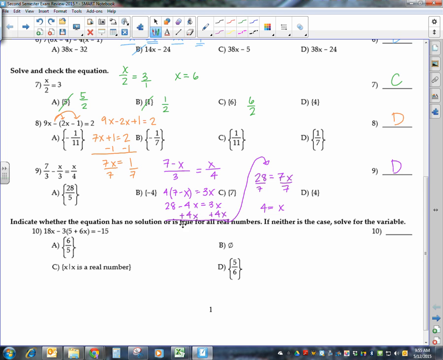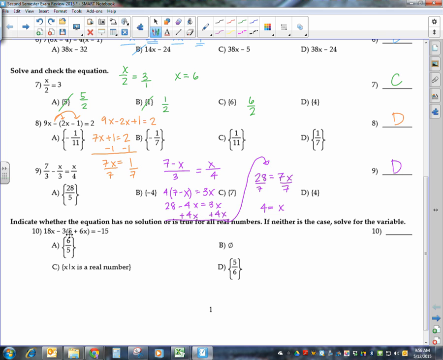Okay, number 10. Indicate whether it has no solution or is true for all real numbers. If neither is the case, solve for the variable. So it's either going to be a number or it's going to be one of these two. And it's going to be one of these two if the variable falls out when we're solving it.